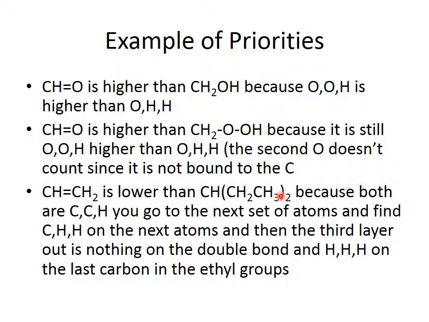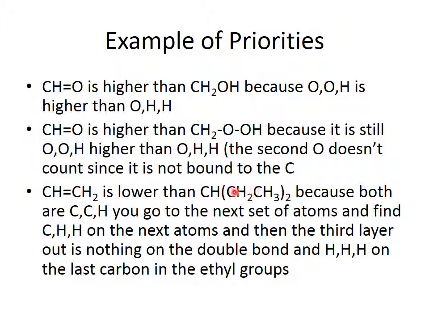If I look at this vinyl group compared to this ethyl propyl group, you will find that the vinyl group is lower. Why? The first layer is carbon, carbon. Then we have, in the second layer, carbon, carbon, hydrogen. Here we have, again, carbon, carbon, hydrogen. Then I go out 1 more. I have carbon. This carbon here is bound to 2 hydrogens and back bound to a carbon. So for this, what's attached to this carbon, you have carbon, hydrogen, hydrogen.